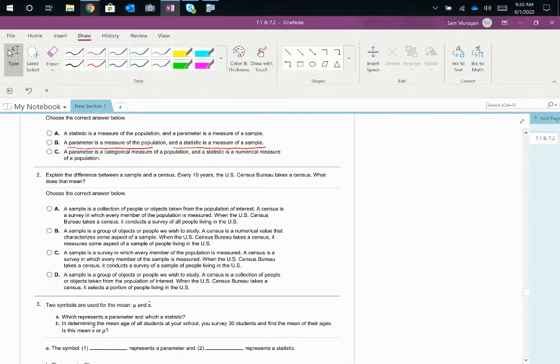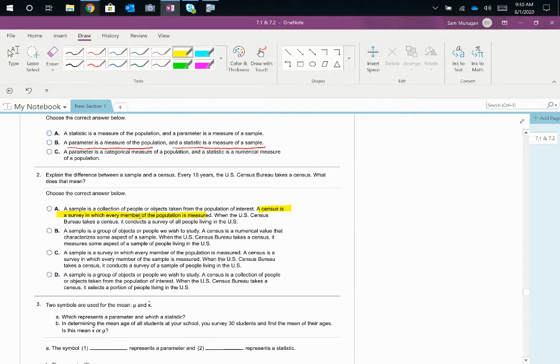Explain the difference between a sample and a census. Every 10 years, the U.S. Census Bureau takes a census. What does that mean? What this means is the census is a survey of every member of the population. So I'm looking through the answers here, and the only one that reflects a census, a survey in which every member of the population is measured, is answer A. Let's read the rest of it.